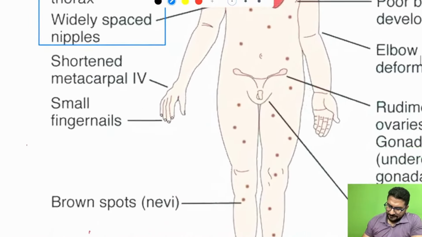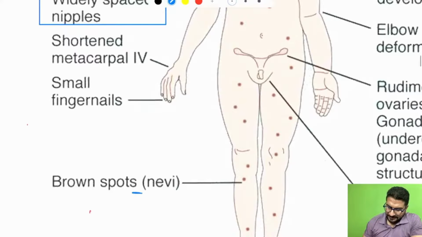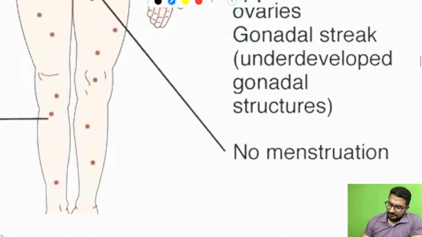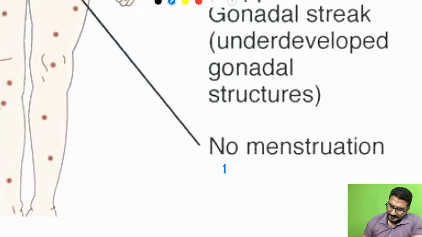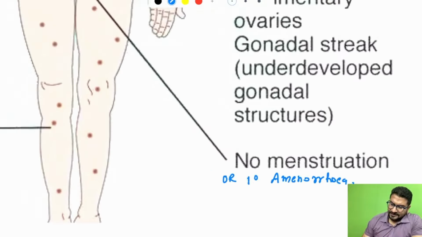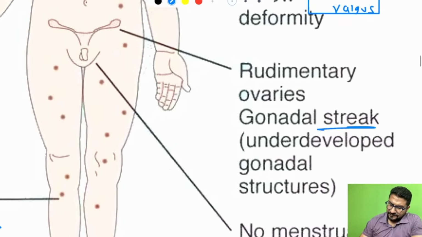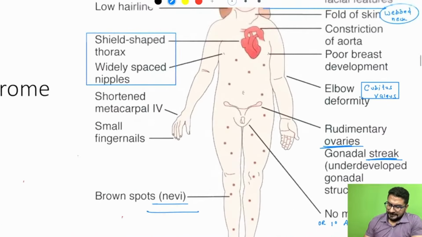Patient will have some pigmented spots. We call them nevi. पेशेंट को मेंसेस नहीं आएंगे और we call this no menses and primary amenorrhea. Primary amenorrhea, right? And you can notice the patient will have streak ovaries. So these are the features.